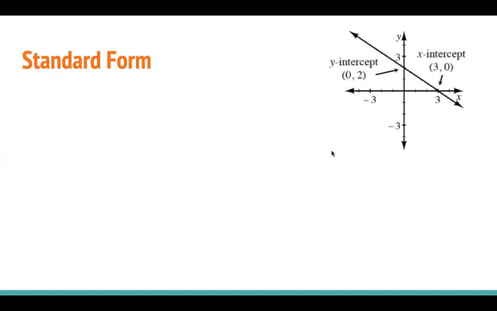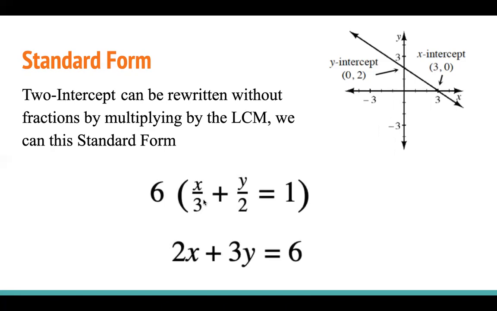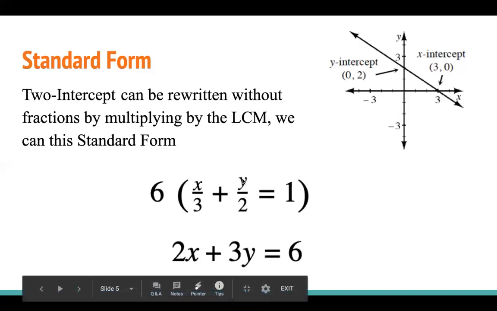Standard form, sometimes we don't want fractions, so we can multiply by the LCM or least common multiple and get standard form. So here I've got 3 and 2, the least common multiple is 6. So when I multiply through the first term, x divided by 3, so I would do 6 divided by 3, which is 2. For y, here y divided by 2, and 6 divided by 2 is 3. So my equation, and then over here, this 1 gets multiplied also, and this turns to a 6. So my final equation is 2x plus 3y equals 6.